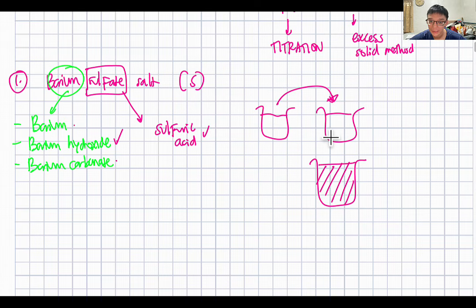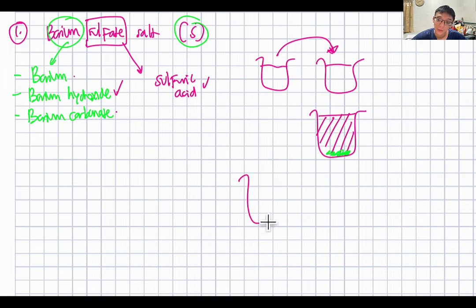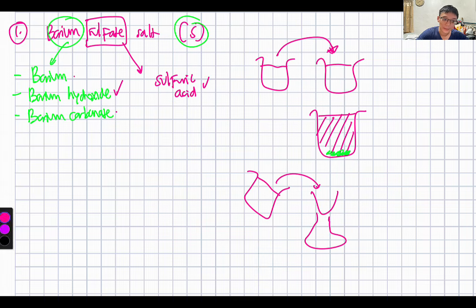Because they are mixed, they will form the salt, because they already react, right? Barium hydroxide plus sulfuric acid will form barium sulfate and water. But barium sulfate is actually insoluble. Therefore, once you react, the barium sulfate will accumulate at the bottom of the bigger glass. So what you need to do to remove this is filter. So let's say that you do this. So you filter using a filter paper into another container, and then later your barium sulfate will be on your filter paper, and then the liquid will still be here.